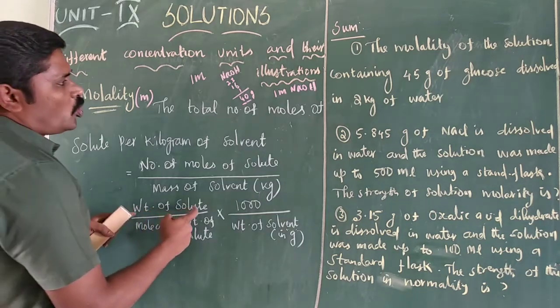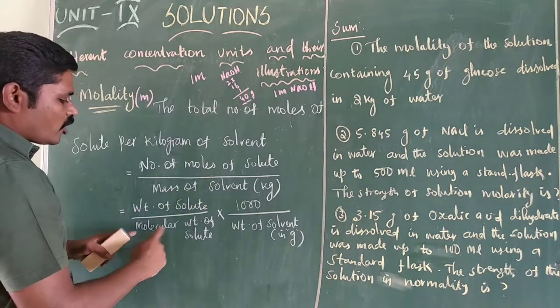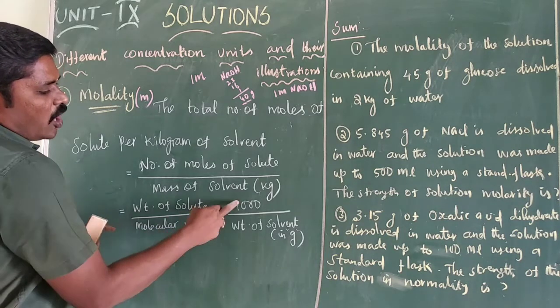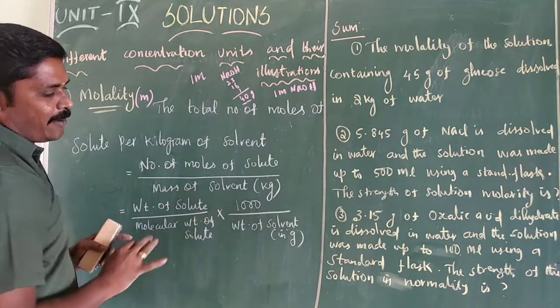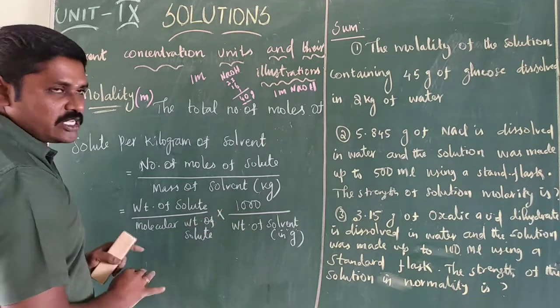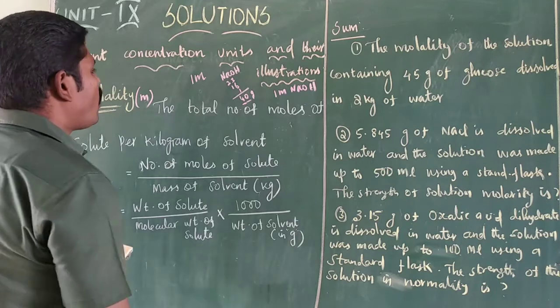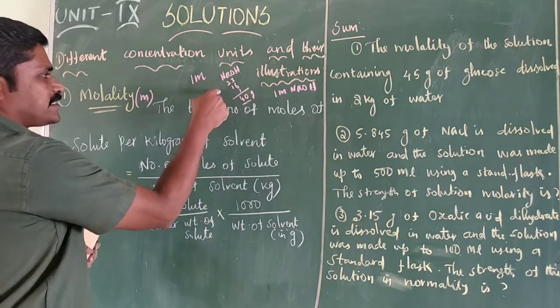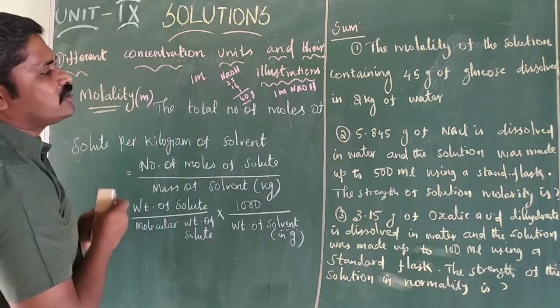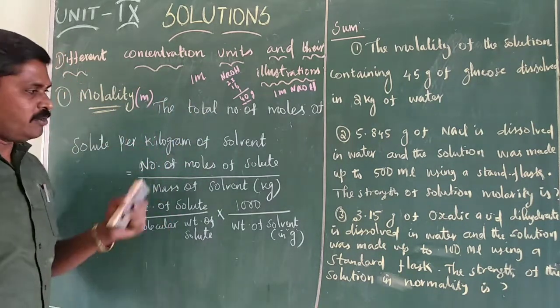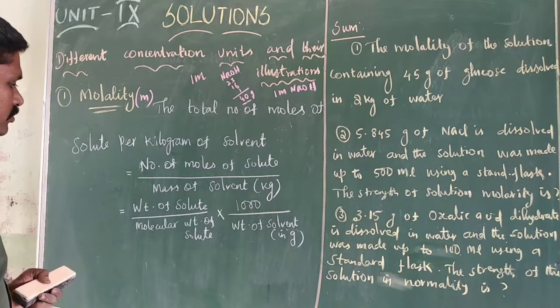So the weight of the solute is 40, and the molecular weight of the solute is also 40. So 40 divided by 40, into 1000 divided by 1000 gram, gives 1 mole. So the molecular mass of the substance dissolved in 1000 gram of water is called 1 molal.